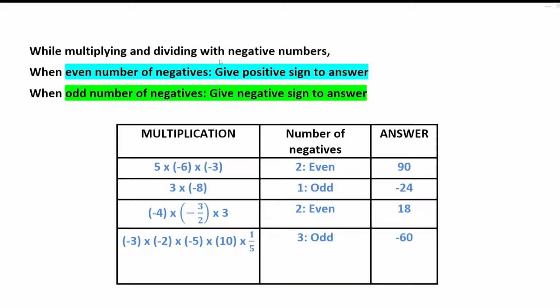Only remember these two lines. While multiplying and dividing with negative numbers, when there is an even number of negatives, give a positive sign to the answer. When there is an odd number of negatives, give a negative sign to the answer. Such easy two rules. Let's understand them. Let's see a few examples. Multiplication. 5 multiplied by negative 6 multiplied by negative 3. So how many negatives are there? 1 and 2. 2 negatives. And 2 is an even number. So if it is even, give a positive sign. So just take the product and it should be positive.